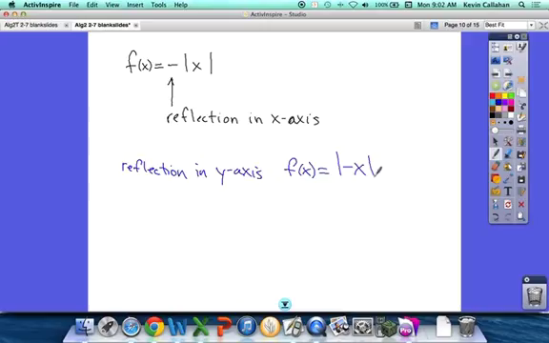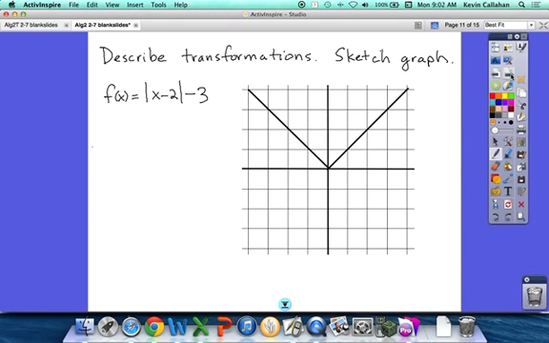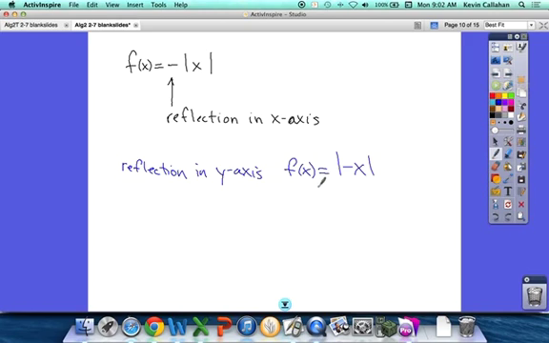What would that do to our V if you flipped it? How would it change the appearance? If you take a V, a perfect V, and you flip it across the y-axis, what does it look like? It's the same thing, right? If this line becomes that line and that line becomes that line, it's the same thing. So that reflection in the y-axis is not something that's actually easily seen by looking at absolute value. Because it's symmetric with respect to the y-axis, it looks the same anyways. So we're not messing with that one.